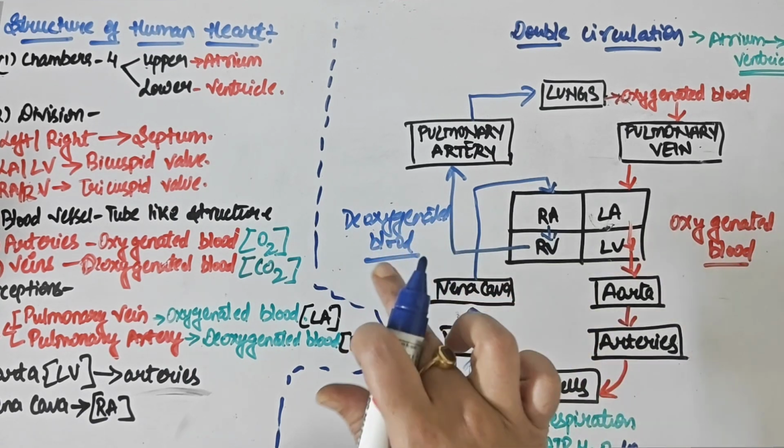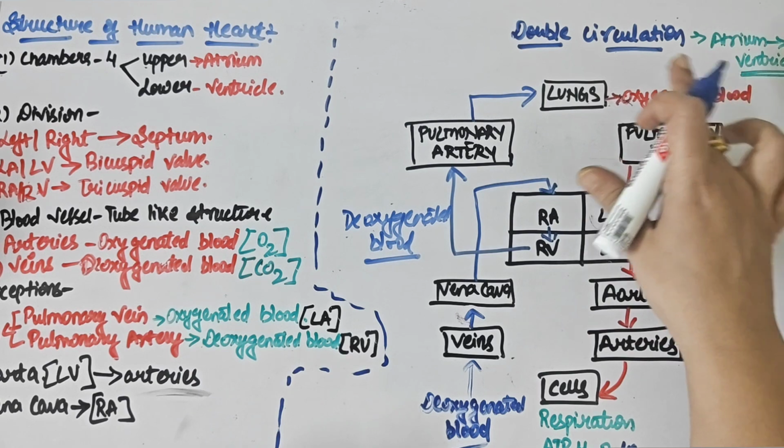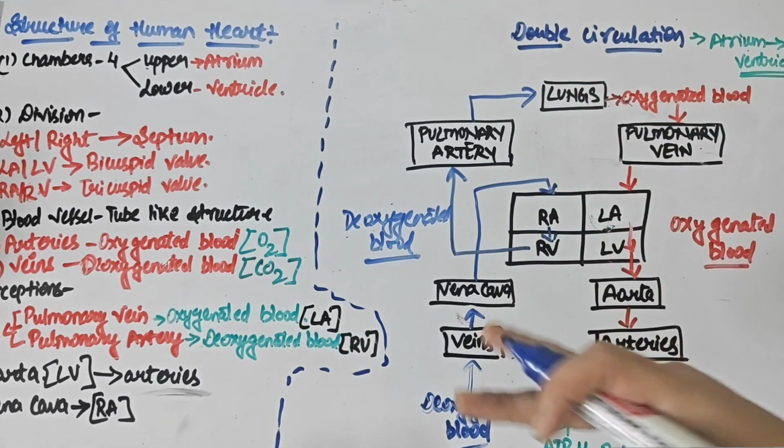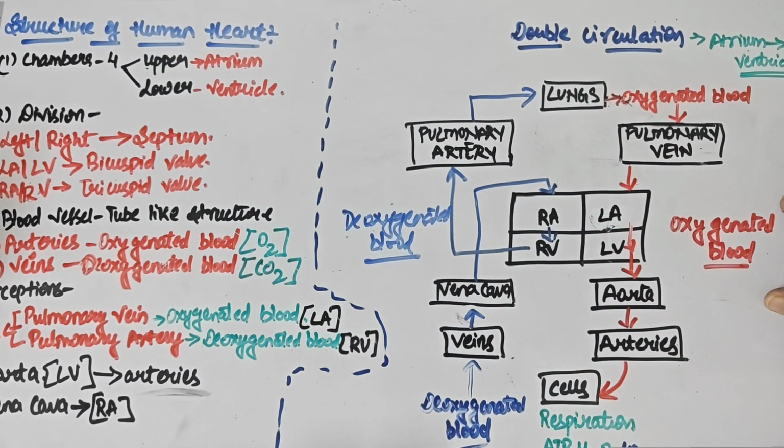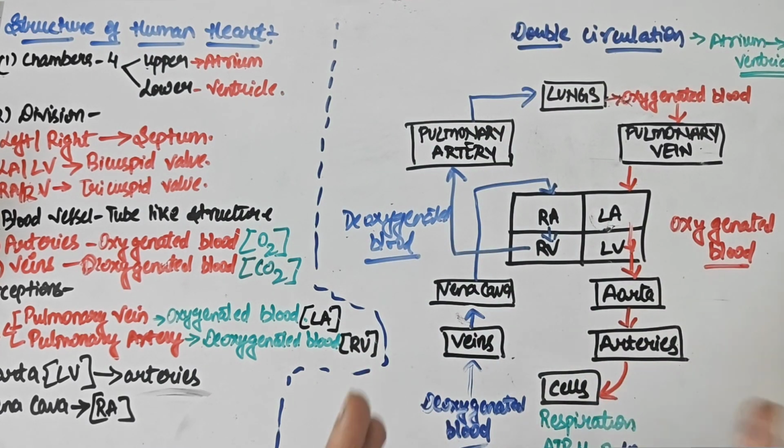That is the very same reason we call this circulation double circulation. Double circulation means that since it's happening twice, once in oxygenated form and once in deoxygenated form, that's why this circulation in humans is known as double circulation. A very important 5-mark question: what is double circulation?